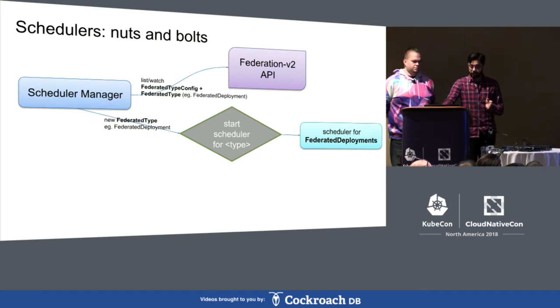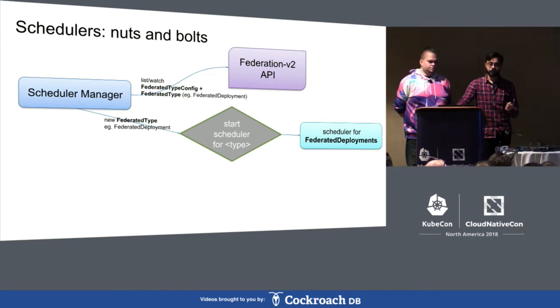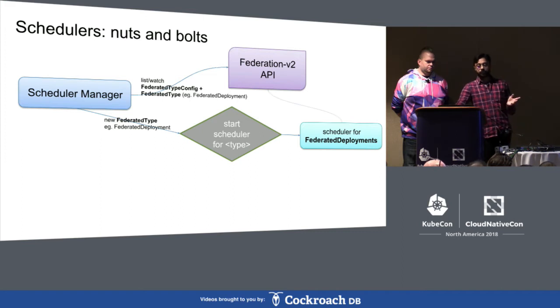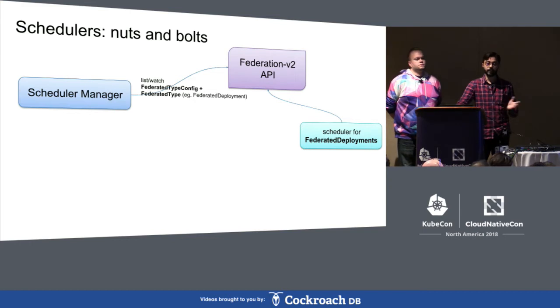And the implementation of these controllers is such that a new, say, scheduling controller can be plugged in very efficiently without updating much of the code. In the same way, when a type config or the target type is removed, the scheduling manager understands that it has been removed, and it will just stop the scheduling controller for that particular type, for example, deployments.